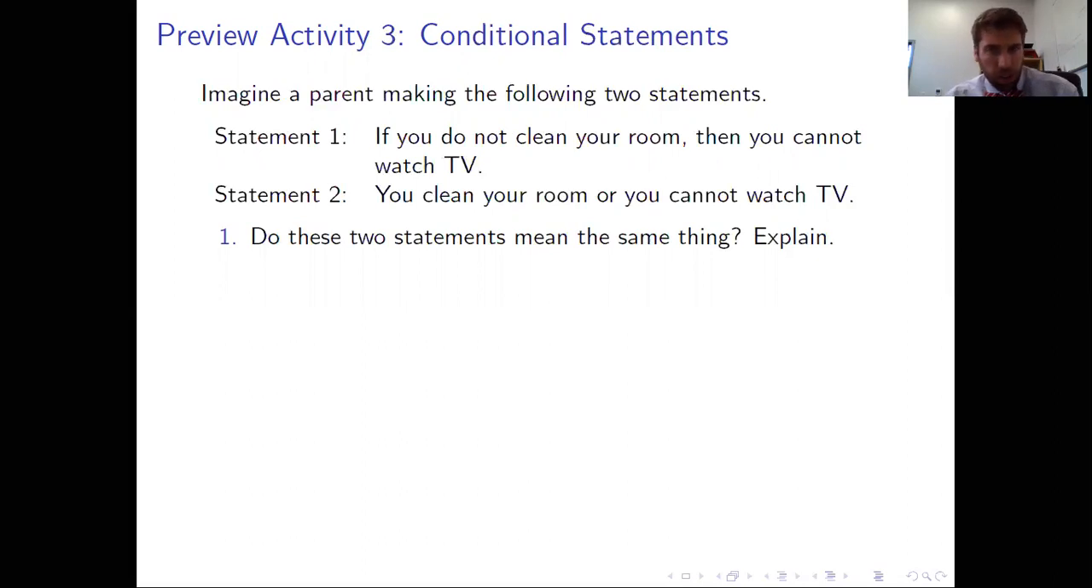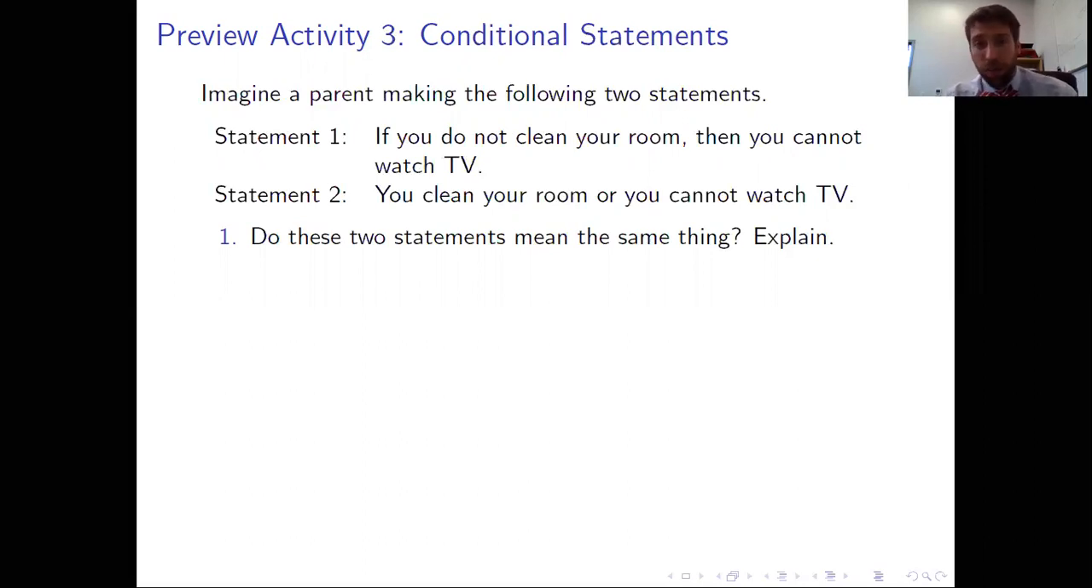Well, one of them is conditional and one of them is an or. So they're not quite the same statement, but maybe they're equivalent. Do they have the same truth value? So if you do not clean your room, then you cannot watch TV. We have to look through the 4 possibilities. If statement 1 is true, then you could clean your room, and then if you clean your room, we don't know. It doesn't tell us anything. But if you don't clean your room, then you can't watch TV.